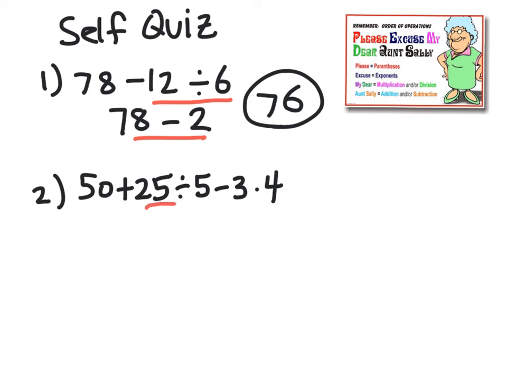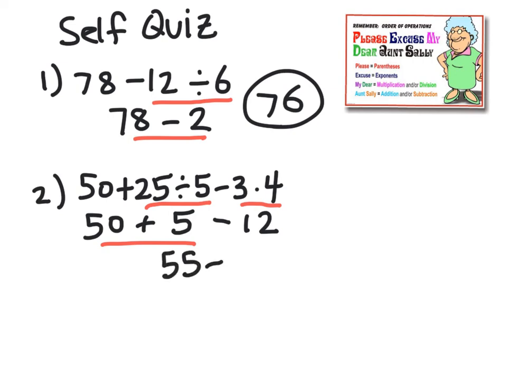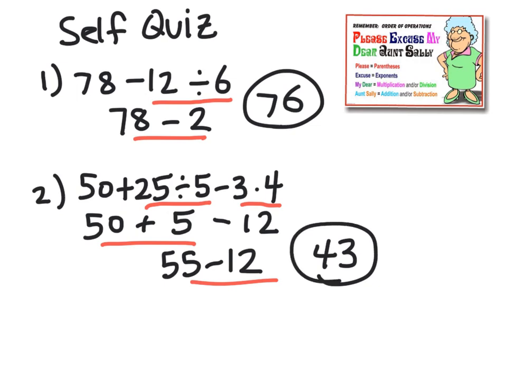For number 2, the first operation is division, 25 divided by 5. That equals 5. And the next operation is multiplication, 3 times 4. That equals 12. Let's bring down the minus and the plus and the 50. Let's go left to right. 50 plus 5, that equals 55. And then 55 minus 12, so this equals 43. And that was it. So how'd you do?